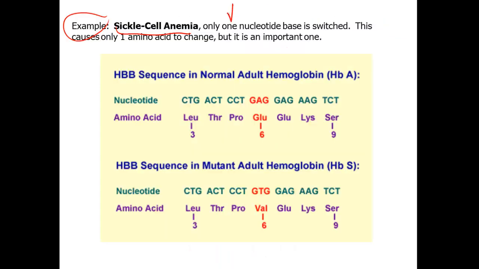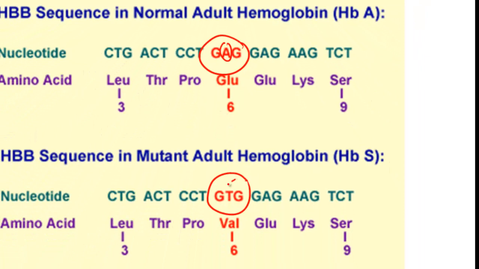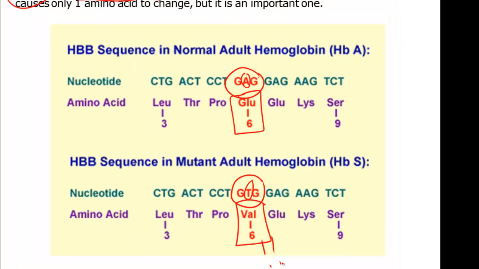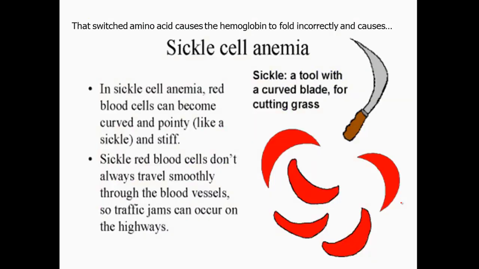An example of the substitution is sickle cell anemia. So normally with sickle cell you have GAG, and with this mutation you have GTG. So one tiny little error gives you, instead of glutamic acid, you get valine. Now that turns out to be really bad news, because that R group in glutamic acid was really important, and now your hemoglobin isn't going to fold properly.